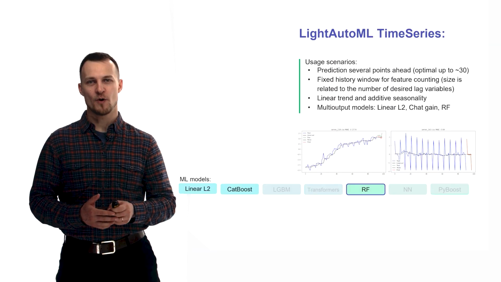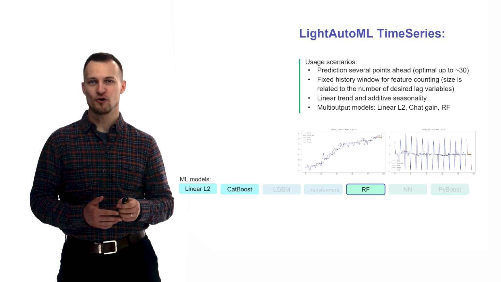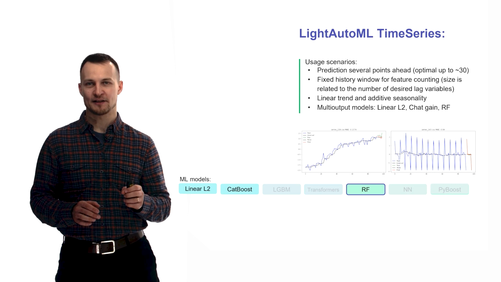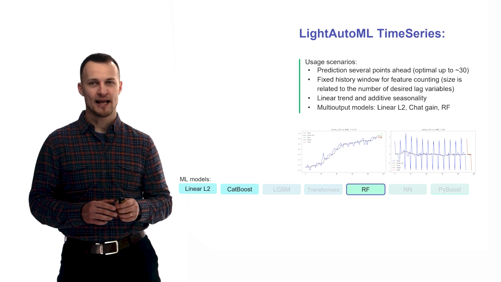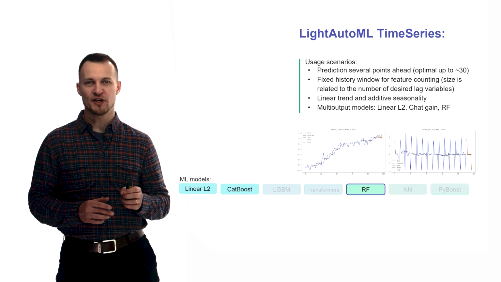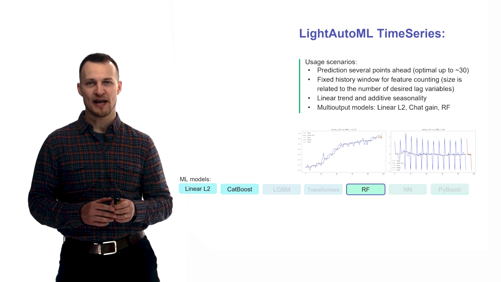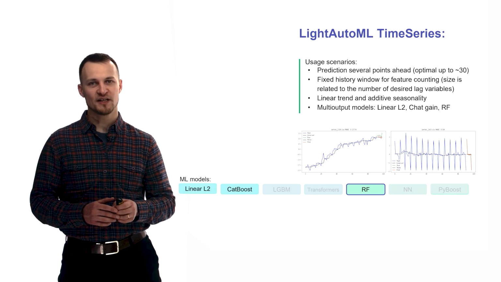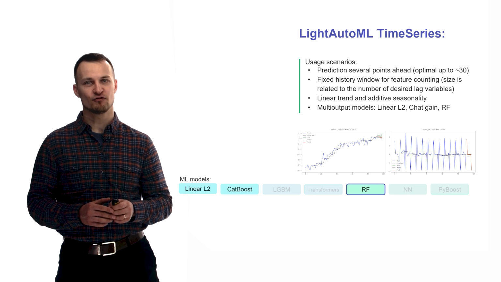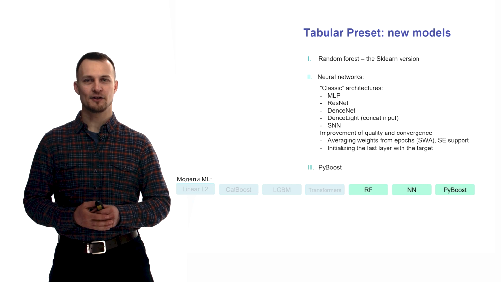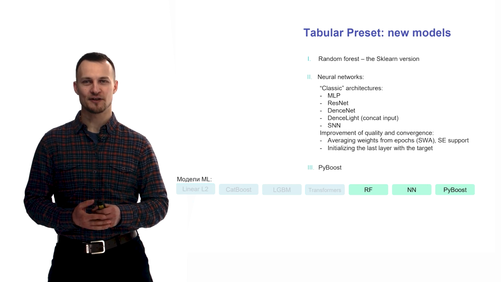To understand whether LAMA is suitable for your specific task, you can use the following checklist. Firstly, you predict several points ahead, optimally up to 30. Secondly, the history window for feature generation is fixed. Actually, its size depends on the number of desired lag variables. Also, for one-dimensional series, you can have a linear trend and additive seasonality. OK, this concludes the discussion of LAMA time series.